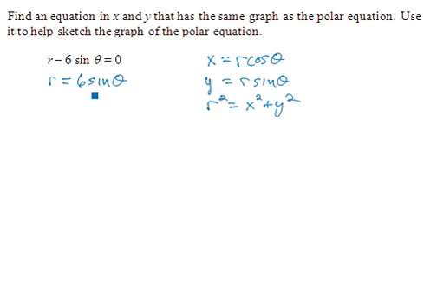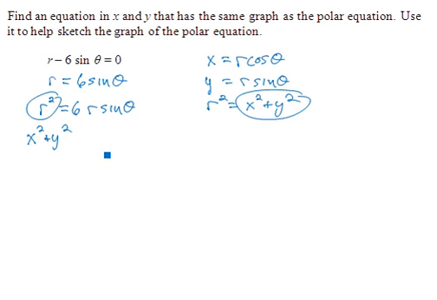Now I have a sine of theta here, and if that was an r sine of theta, I'd be in better shape. So I'm going to multiply through by r in this equation so that I have r times r, or r squared, on the left hand side, and I'll have 6 times r sine of theta on the right hand side. And now I can see that the r squared term can be replaced with x squared plus y squared, and the r sine of theta can be replaced with just y.